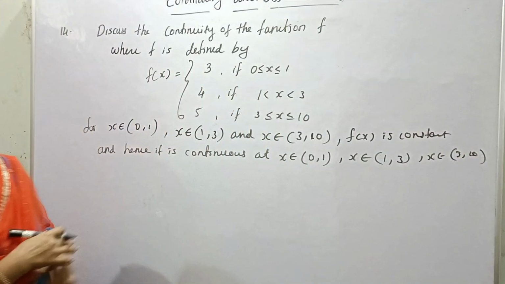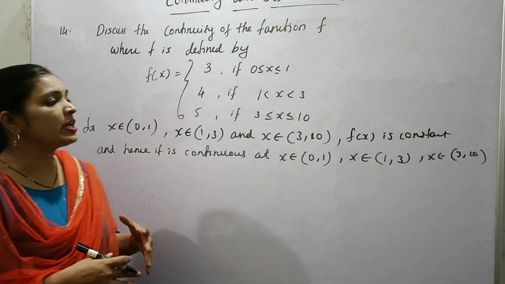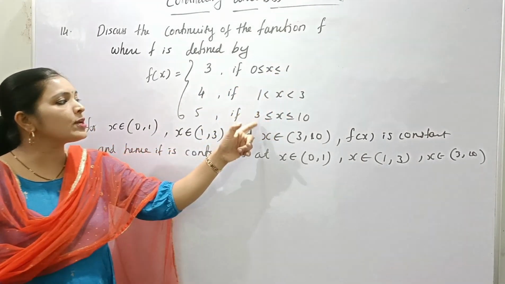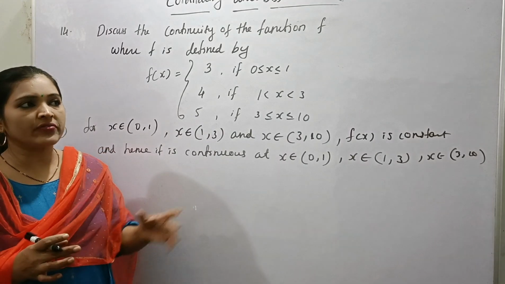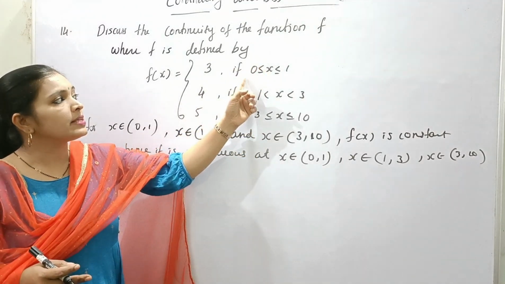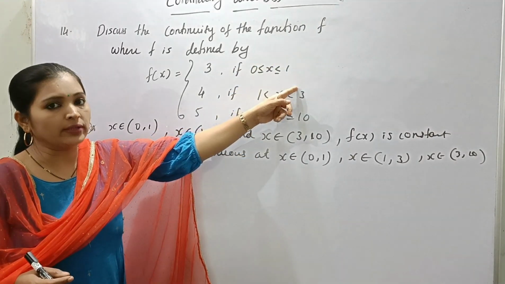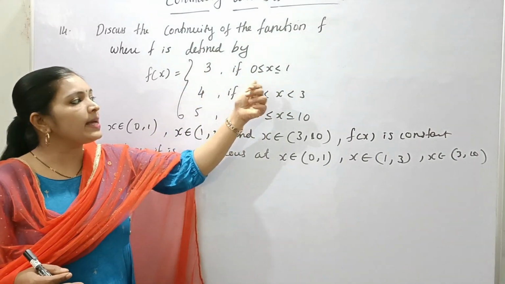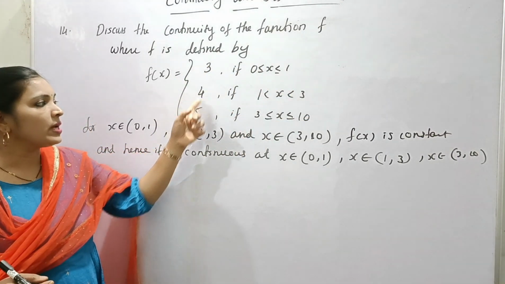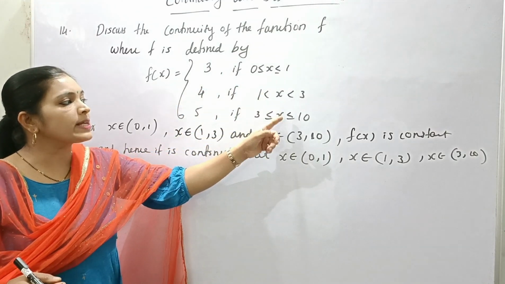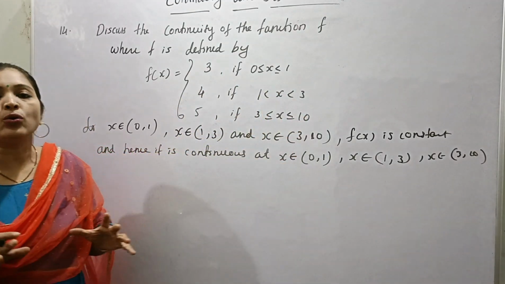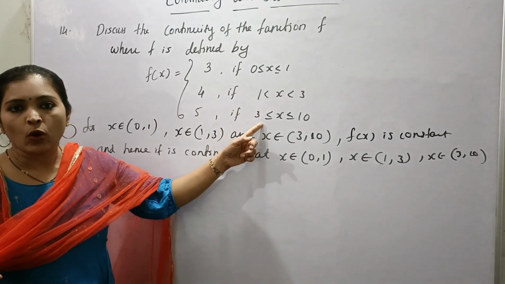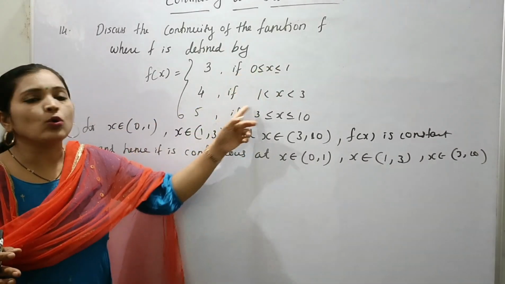Okay. Now here we have to check whether this function is continuous at x is equal to 1 and x is equal to 3. Okay, because our conditions are, see, 0 less than or equal to x less than or equal to 1, the function is 3. And when 1 less than x less than 3, the function is 4. Here also, 3 less than or equal to x less than or equal to 10. Here we have to check the left hand limit and right hand limit at x is equal to 3 and x is equal to 1.